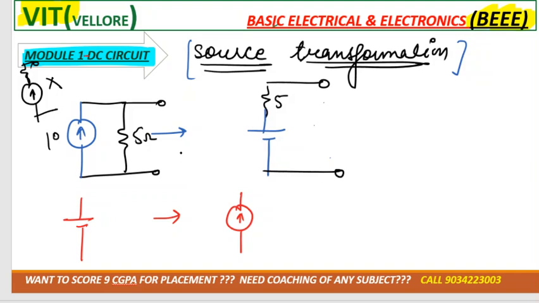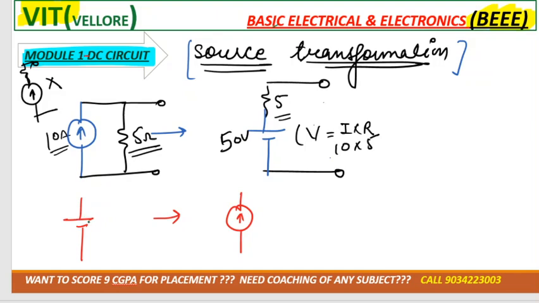Like, if 5 ohm is connected, we connect 5 ohm only. Here we need to calculate the value of the voltage. V is equal to I into R. So I is how much? 10 ampere. Resistance is how much? 5. So that would be 50 volt. Clear?